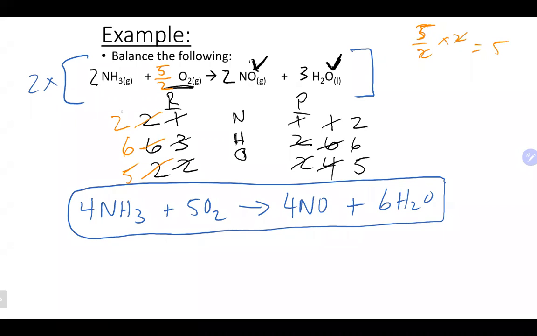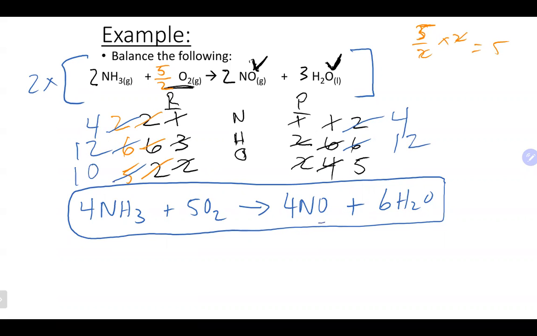So on the left-hand side, now we have 4 nitrogens. Right-hand side, we have 4. Left-hand side, we got 12 hydrogens. Right-hand side, 6 times 2 is 12. Left-hand side, we have 5 times 2 is 10 oxygens.